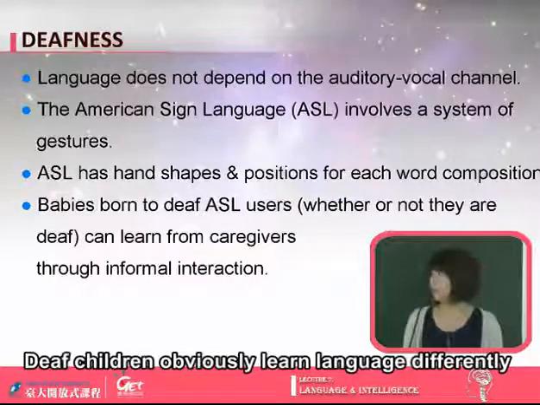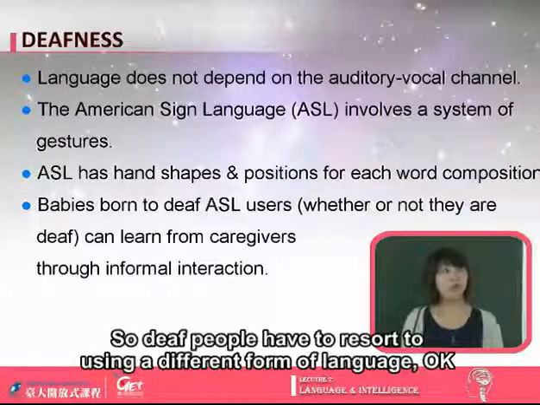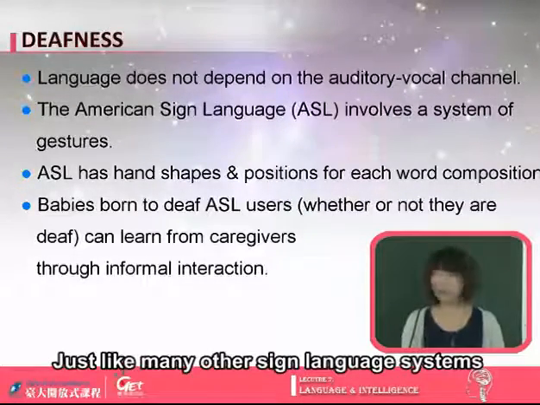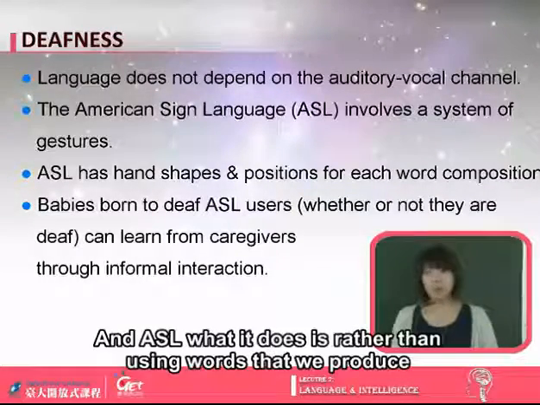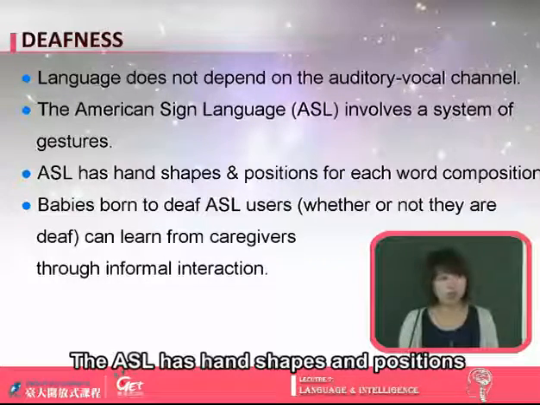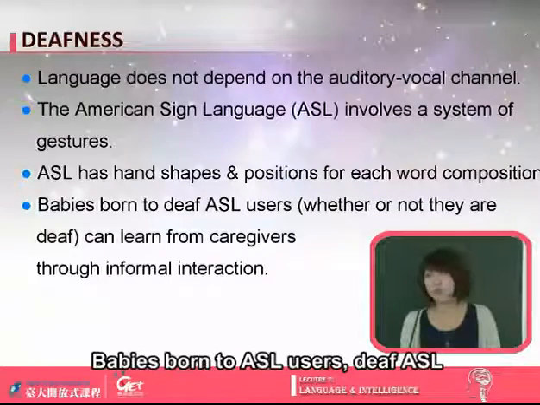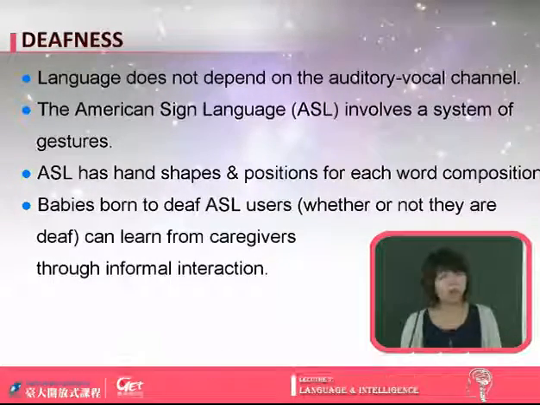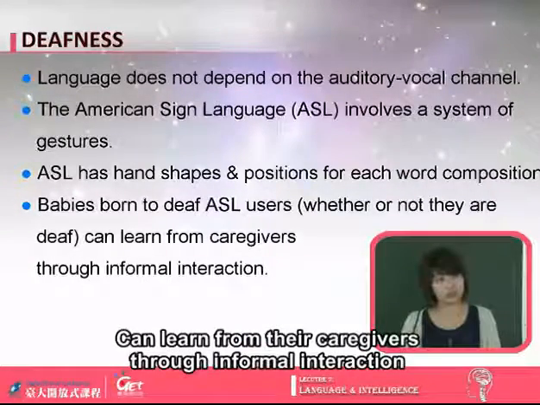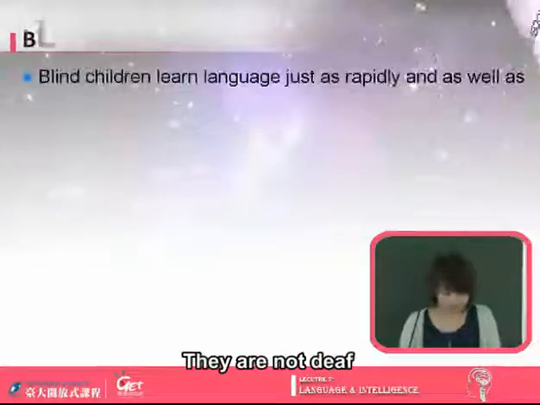Another case would be deafness. Deaf children obviously learn language differently because the language for deaf people does not depend on the auditory vocal channel. So deaf people have to resort to using a different form of language. And American Sign Language involves a system of gestures, just like many other sign language systems. Rather than using words that we produce vocally through our mouths, ASL has hand shapes and positions for each word composition. And what's fascinating is that babies born to deaf ASL users, even though these babies are normal and not deaf, can learn from their caregivers through informal interaction. So they are able to use sign language even though they simply don't need to because they are not deaf.